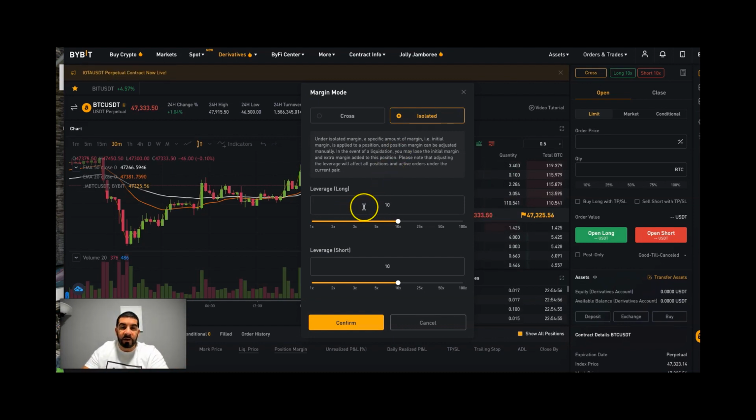Over here we have the leverage. ByBit offers anywhere from 1x to 100x, same thing with shorts. Now, if you go to 100x, obviously it's a little more risky.